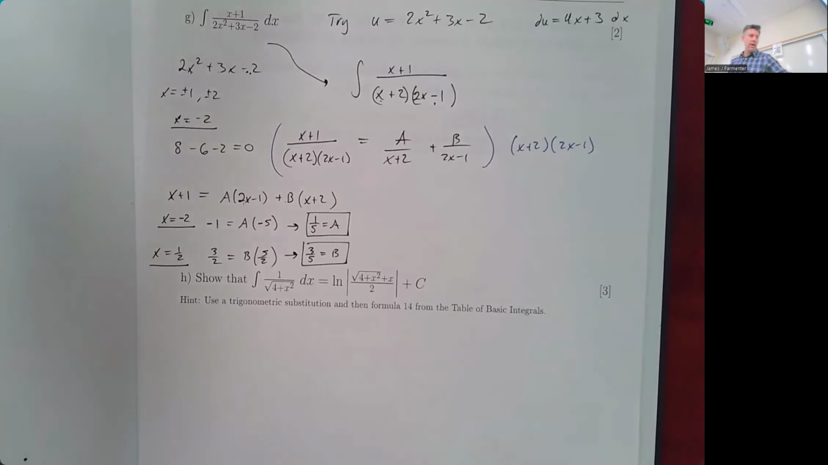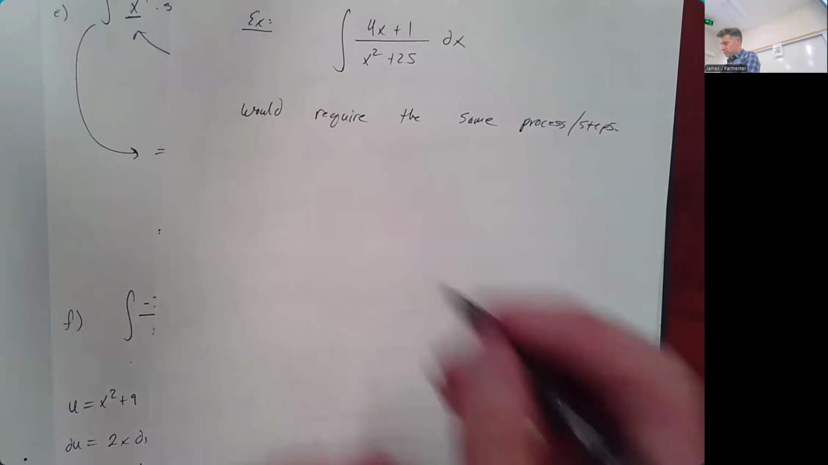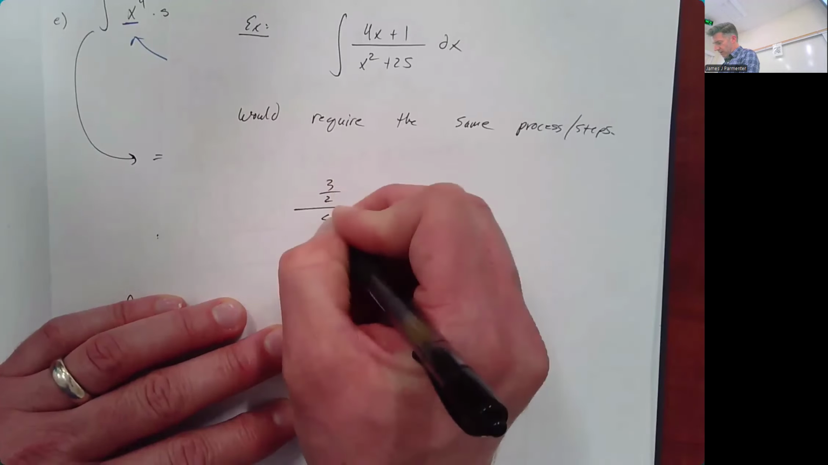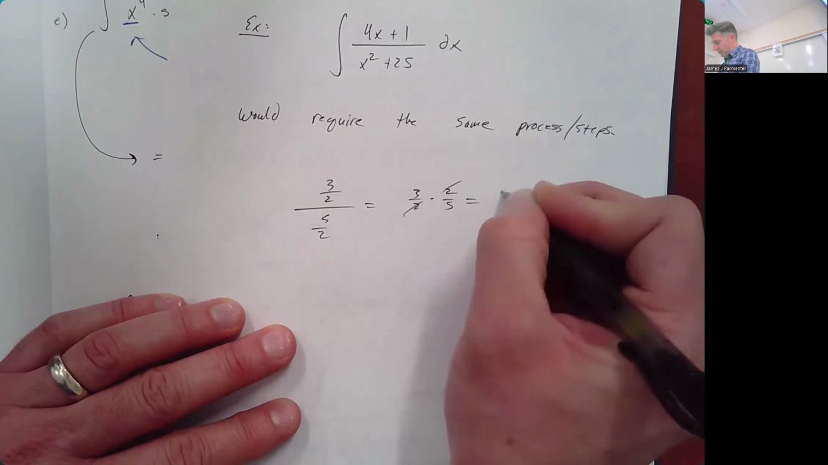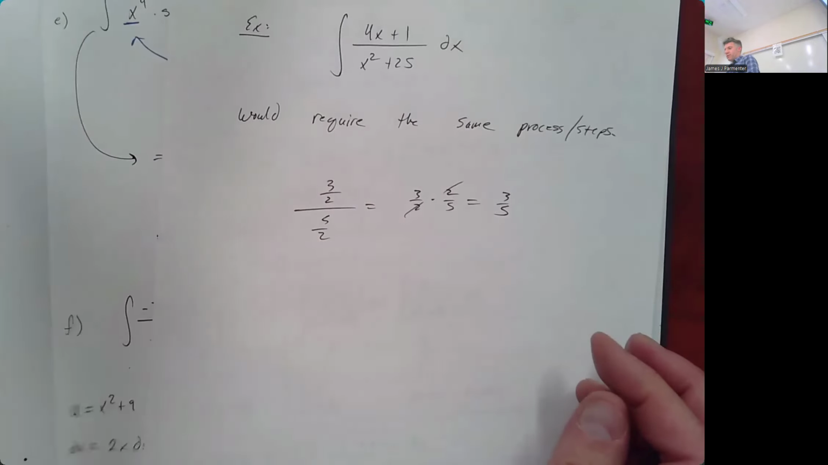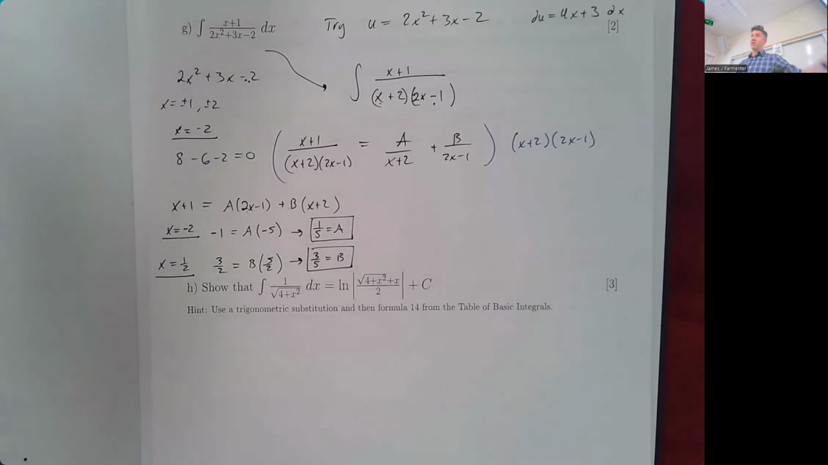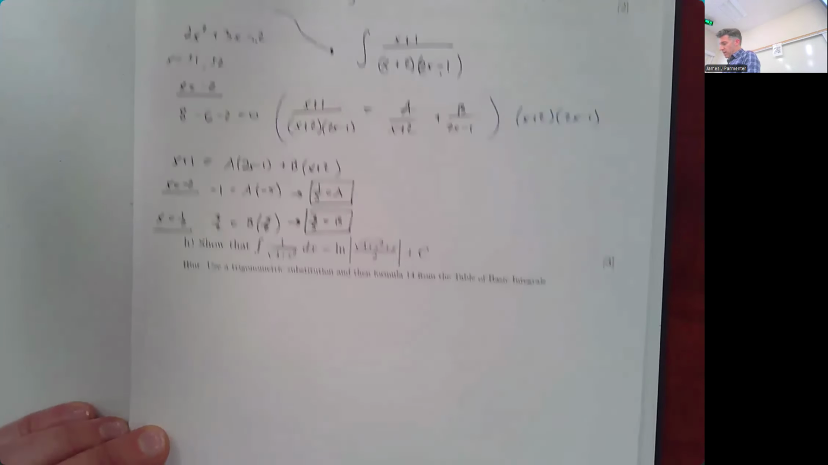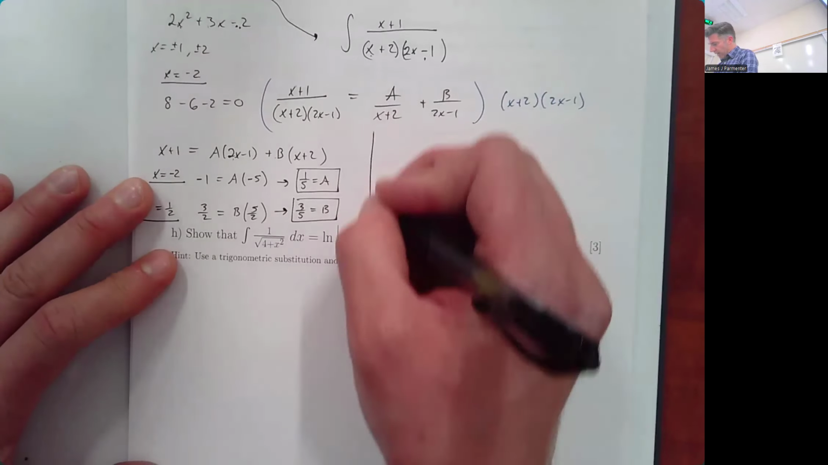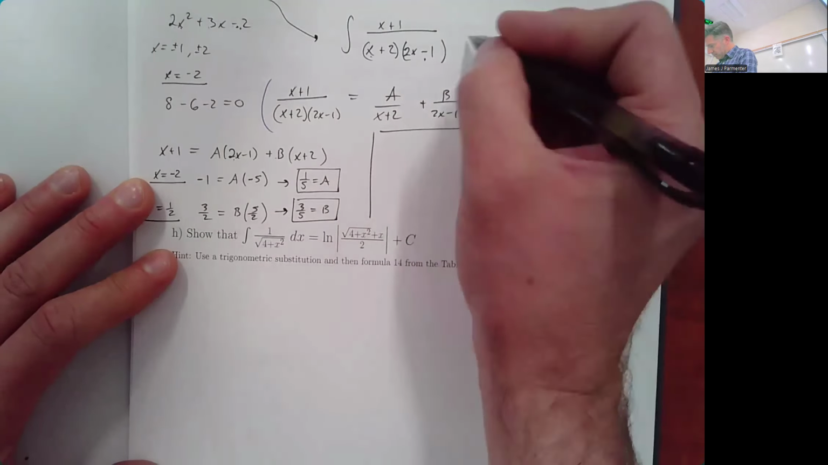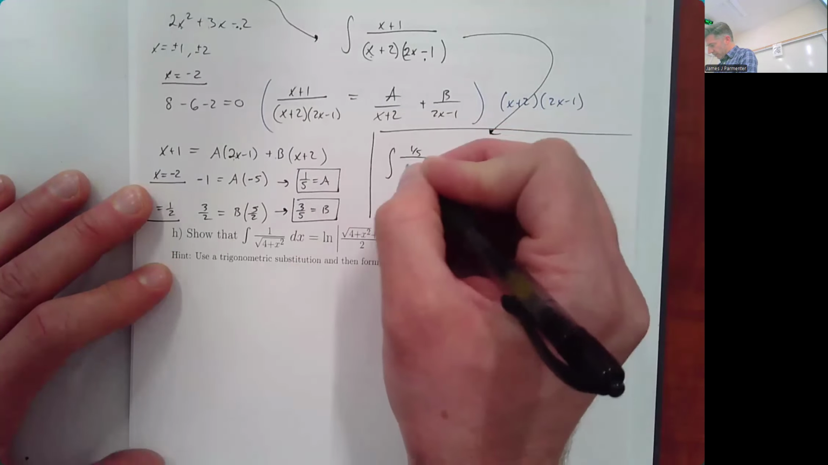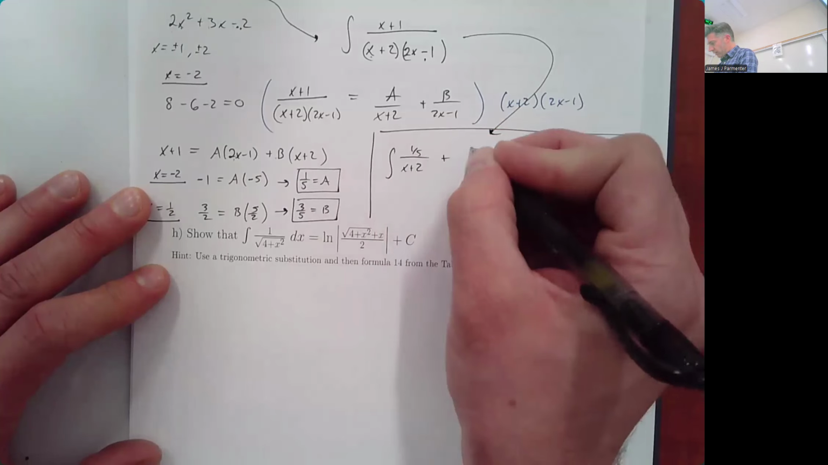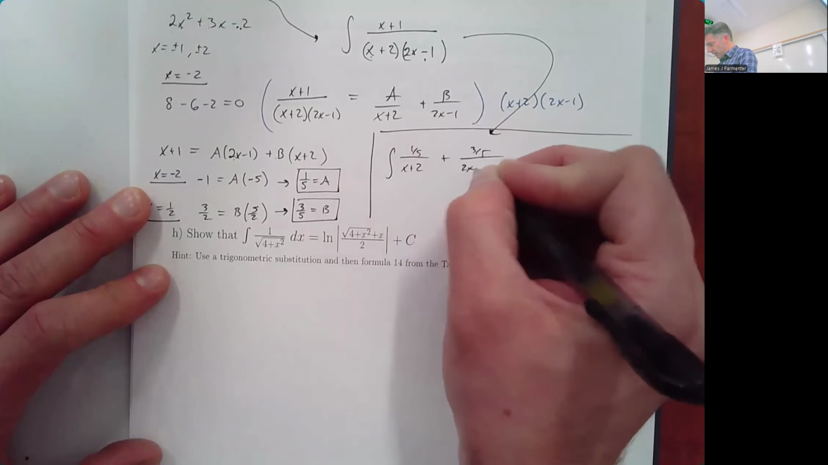Just to make sure everyone's okay with that, right? 3/2 divided by 5/2 is 3/2 multiplied by 2/5, and the 2's cancel, and you get 3/5. Whenever you divide a fraction by a fraction, if the denominators are the same, they just cancel out. So then we rewrite our integral as the integral of 1/5 over x plus 2 plus 3/5 over 2x minus 1.